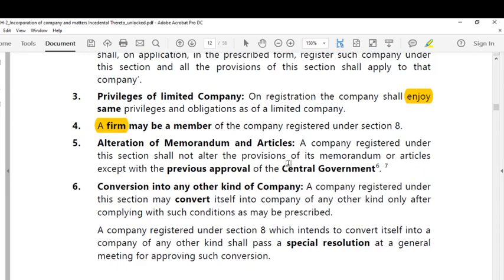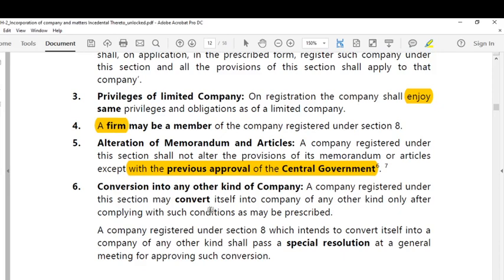And the next important special provision with reference to a company with a charitable object is that there is no question of alteration of the memorandum and articles without previous approval of the central government. Which means to say that a charitable company can alter its memorandum and articles only with the previous approval of the central government. In case of a private company or a public company, they can alter the memorandum or articles on their own by passing a necessary resolution in the appropriate meeting and filing the same with the Registrar of Companies.